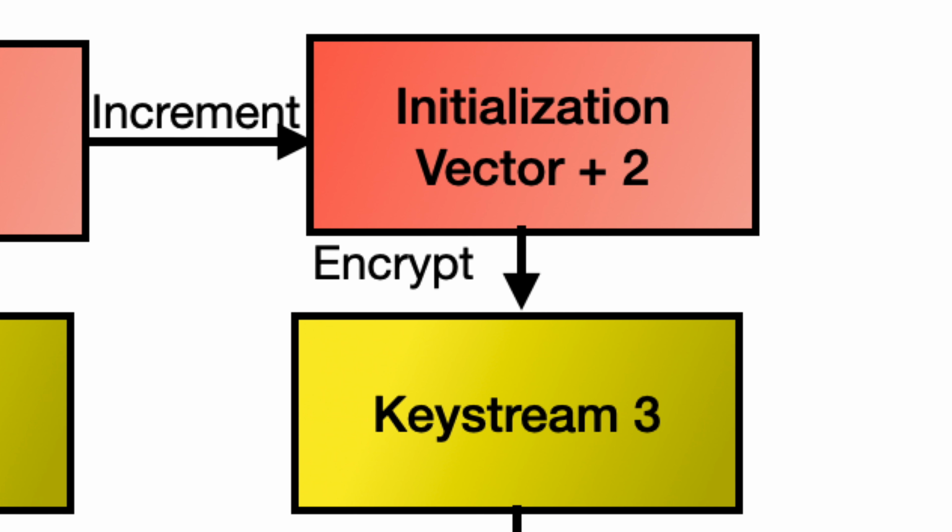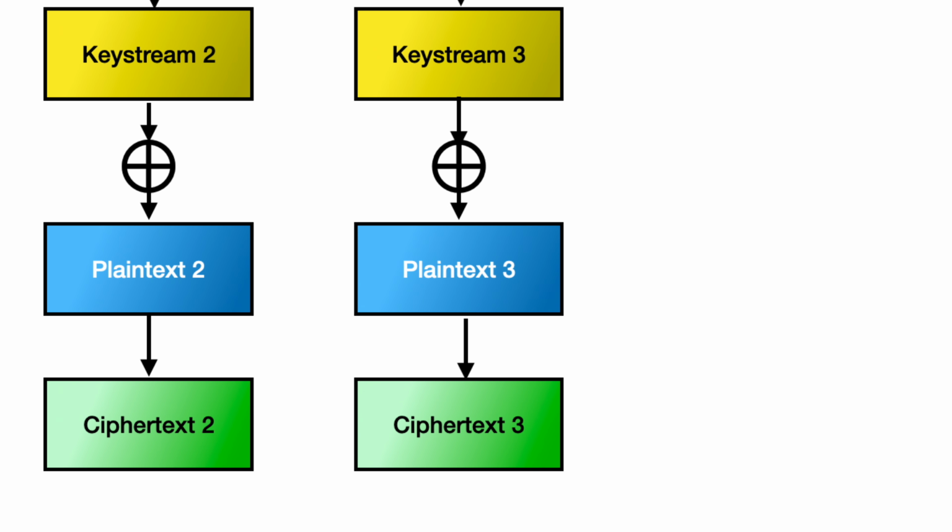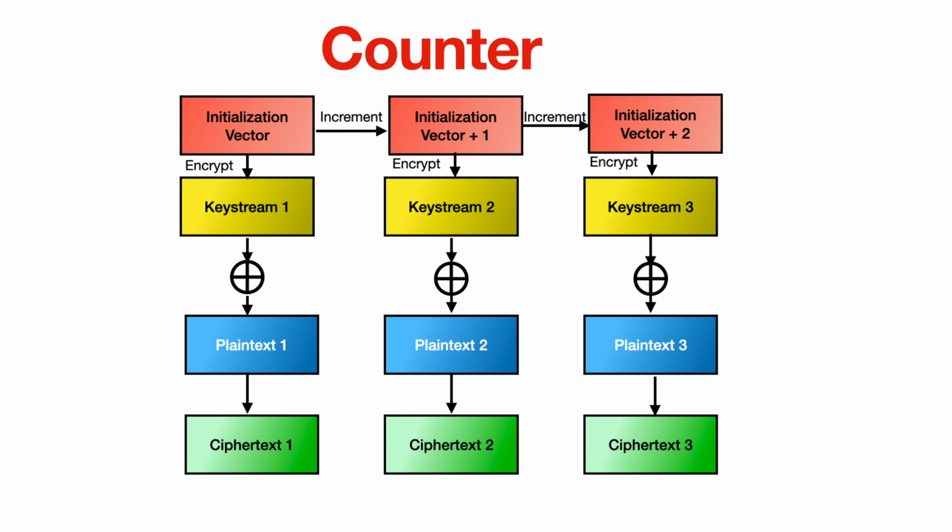Similarly, we increment the previous initialization vector and we get the new IV plus 2, which is incremented from the previous one. Now we encrypt it and we get key stream 3. Then we XOR this key stream 3 with the plain text 3 and we get the ciphertext 3. So this is how the counter mode works.